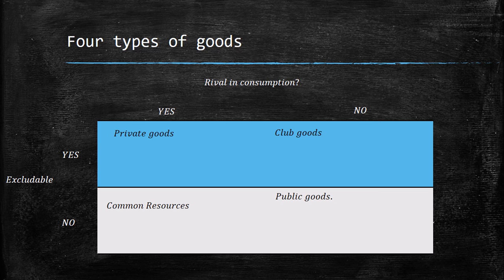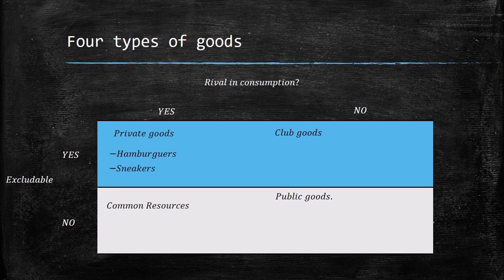So in this chapter we're going to talk a little bit about non-excludable goods, which means common resources and public goods. Which kind of examples? Private goods: hamburgers, sneakers, because for example when you are using them, they are rival.